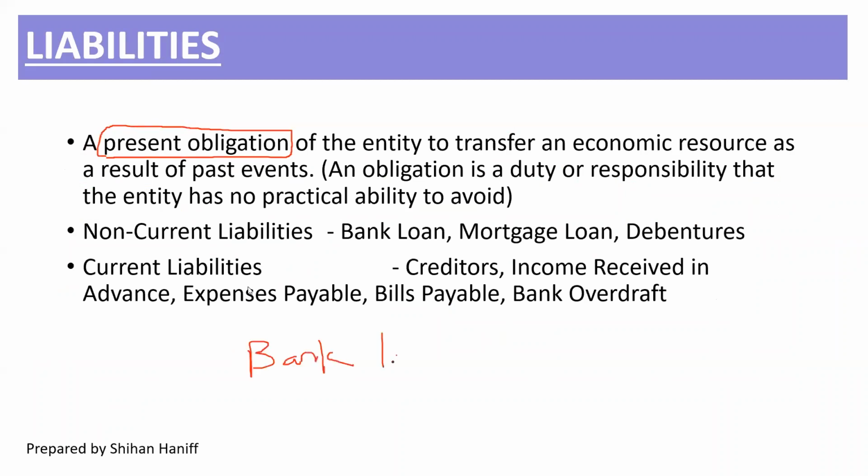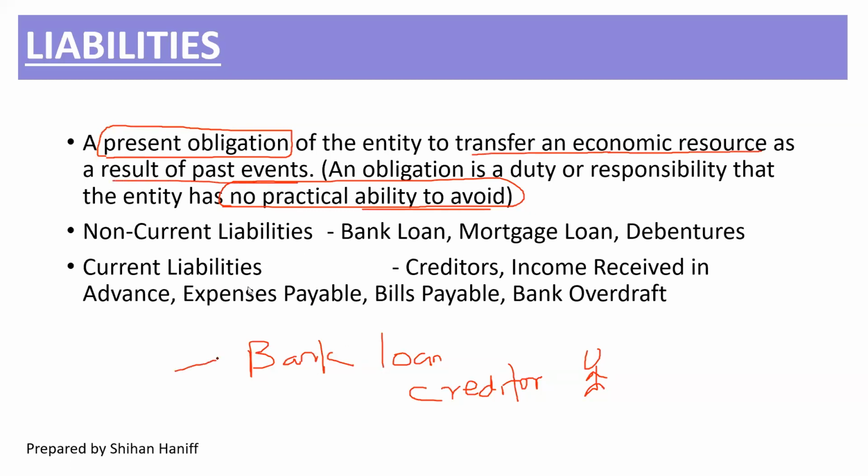Now let's say a bank loan. This is an obligation that you cannot avoid, with no practical ability to avoid it. If you take the loan, you have to settle that. If you purchase on credit from the suppliers, you have to pay the creditor. You can't avoid it. So that is why we call it a present obligation of an entity to transfer economic resources as a result of a past event.